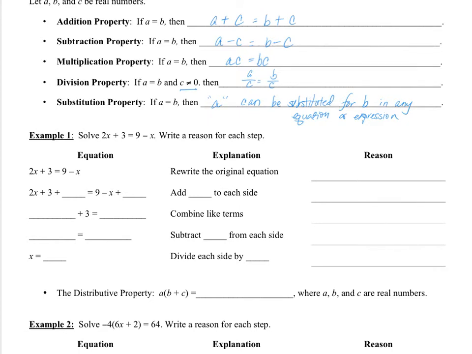Okay, so let's start simple. Example 1. Solve 2x plus 3 equals 9 minus x. In Algebra 1, you didn't have to show a proof, but now you do. Write a reason for each step. So for the first one, the reason is given. There's nothing you can do there. And for the next step, you want to add x to each side because you want to cancel this out. So that would be the addition property.